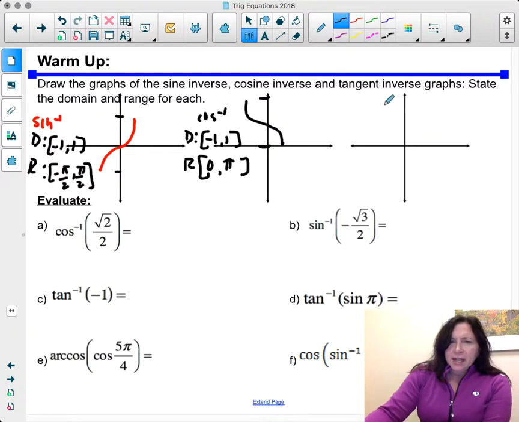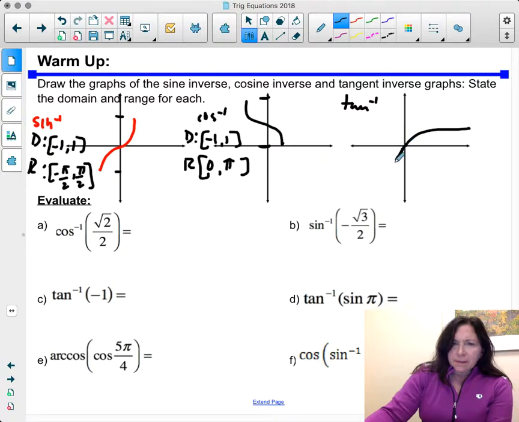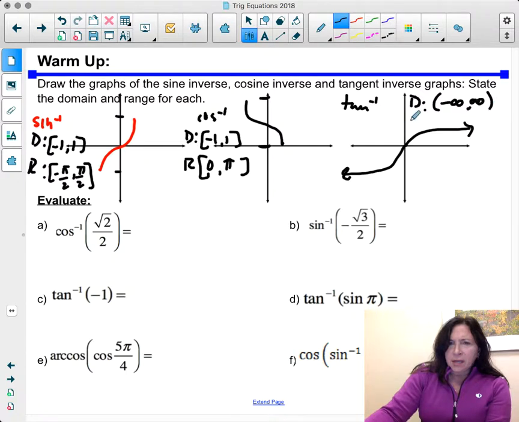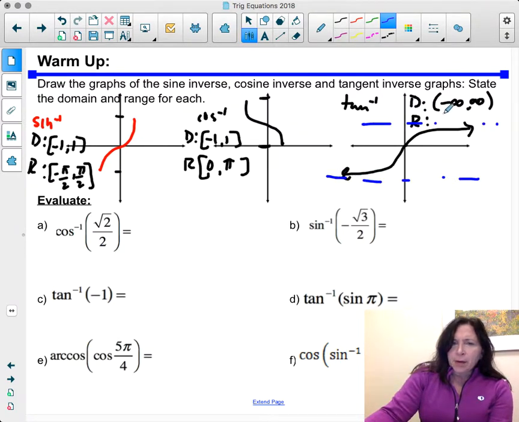And for arc tangent, tangent is going to do this and like this and go on. So for my domain, I have -infinity to infinity, and my range from here to here. Now remember, this is tangent, and these are asymptotes. And so for my range, it's going to be parenthesis negative pi over 2 to pi over 2.